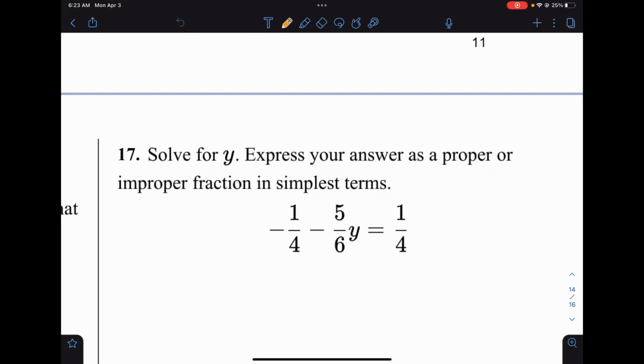Hi, Math 3 students. Today we're going to go over kind of a hodgepodge. First couple of questions, we're just really solving for a variable. And then towards the end, we're going to do some work with function notation.